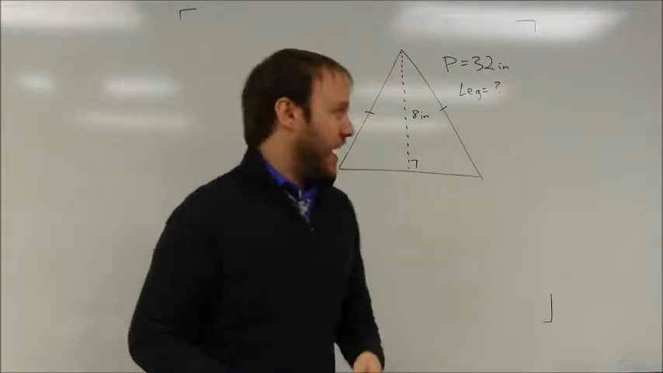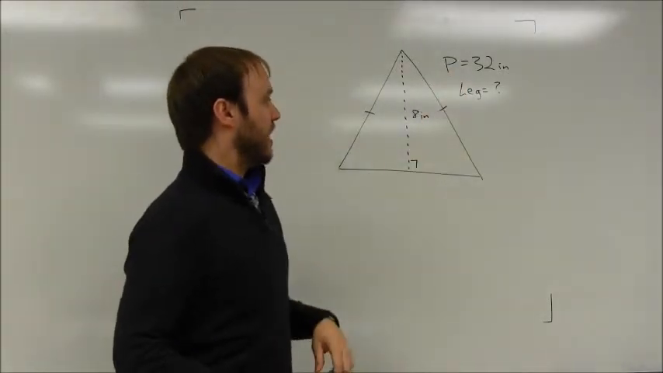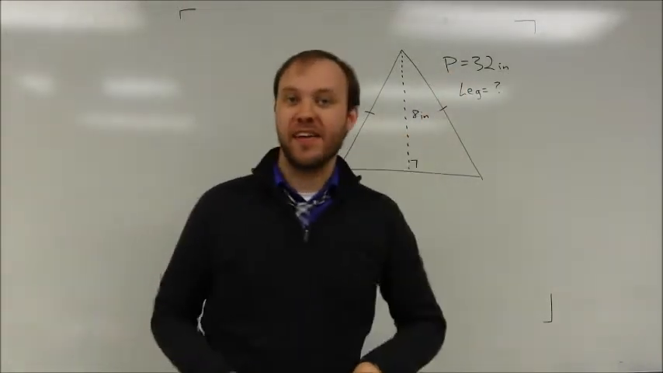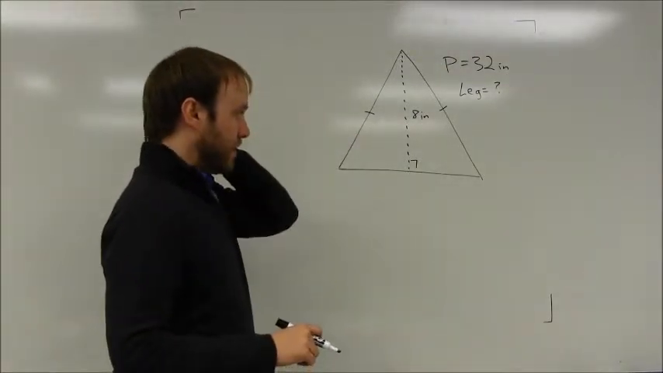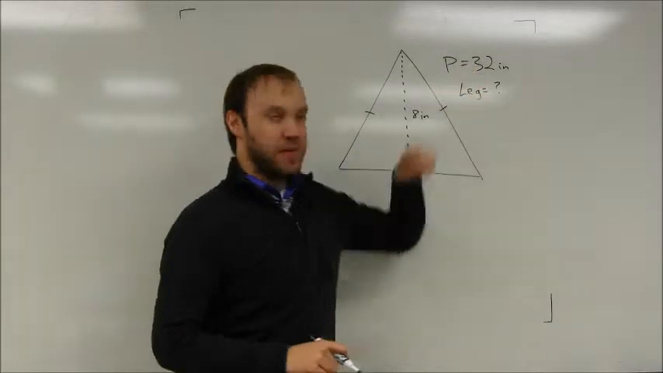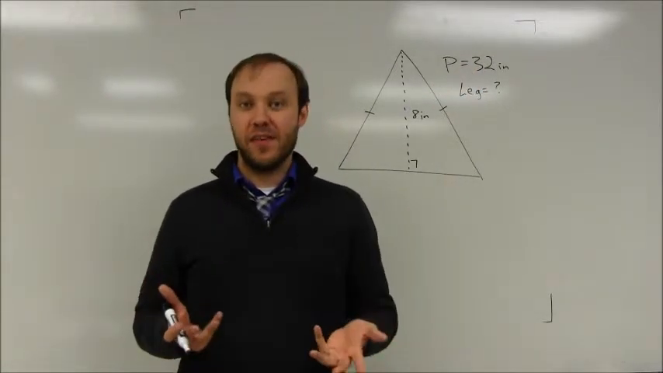In my second example, I have an isosceles triangle. I'm told that the perimeter is 32 inches. I'm told that the altitude of that isosceles triangle is 8 inches, and I'm asked to find the length of the legs that would make the perimeter work out to be that length.